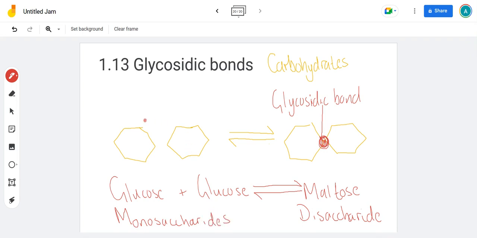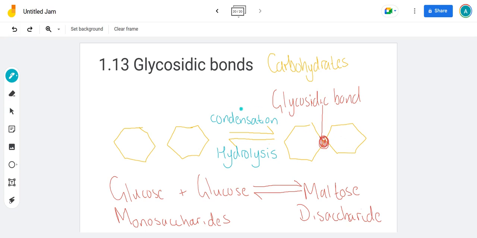When you're joining them together, that's called a condensation reaction. And when you break them apart, when you go back the other way, that's called a hydrolysis reaction. So condensation reaction joins them together, forming the glycosidic bond. Hydrolysis reaction breaks them apart.